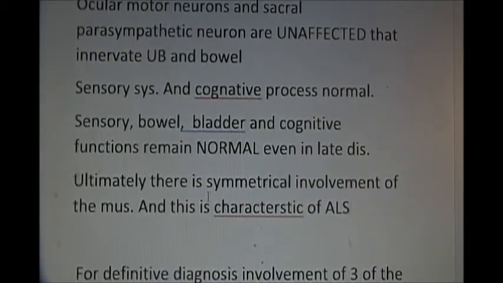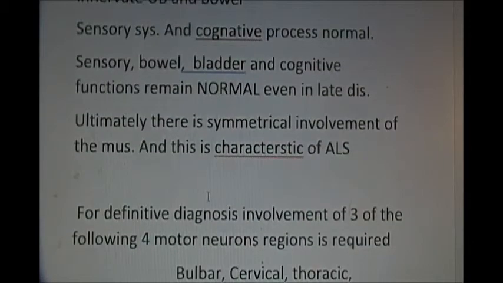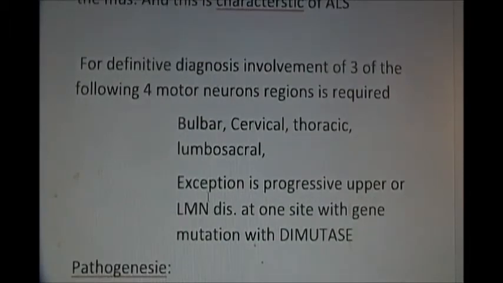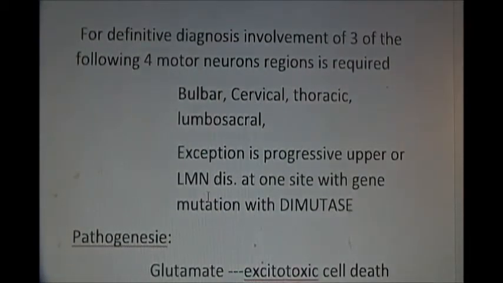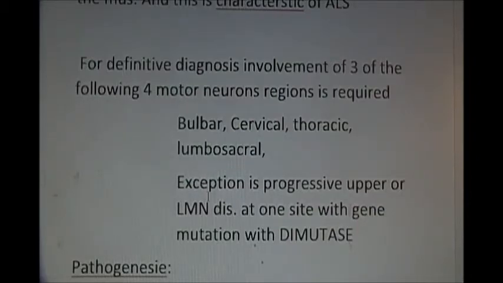What is normal is that ocular motor neurons and sacral parasympathetic neurons, which innervate the urinary bladder and bowel, are unaffected. So there is no ocular abnormality, and bowel and bladder functions are normal. The sensory system and cognitive process are also normal. No sensory loss in ALS, even in the late stage. Ultimately, there is symmetrical involvement of the muscles, and this is characteristic of ALS.